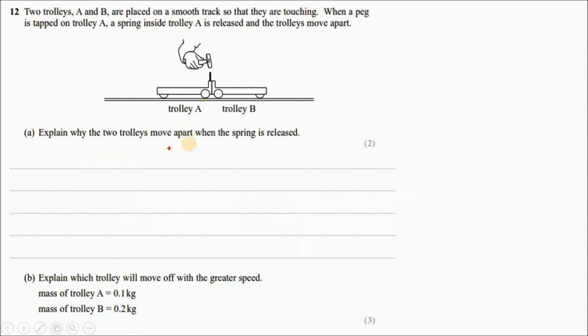Explain why the two trolleys move apart when the spring is released. Clearly, it's all about Newton's laws. When the spring is released, the spring applies force on trolley B. So according to Newton's third law, trolley B will apply force on trolley A, action and reaction. That's why both of the trolleys move apart.